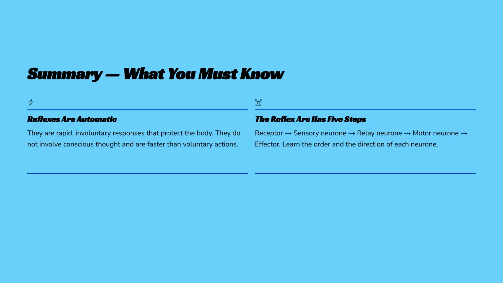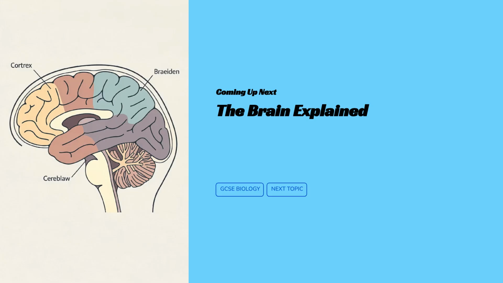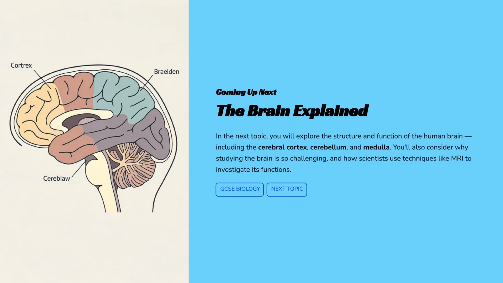Reaction time is measurable using the ruler drop test, where a shorter distance means faster response. Remember that factors like tiredness and alcohol slow down reaction time. This concludes our video on reflex actions and reaction time. The next topic will explore the structure and function of the brain, including the cerebral cortex, cerebellum, and medulla.